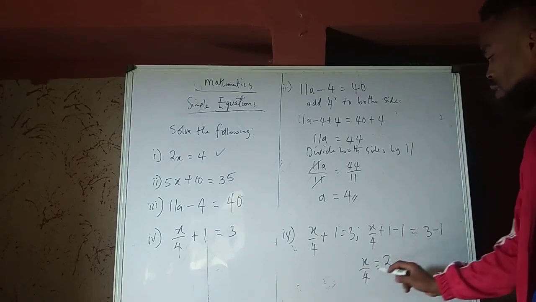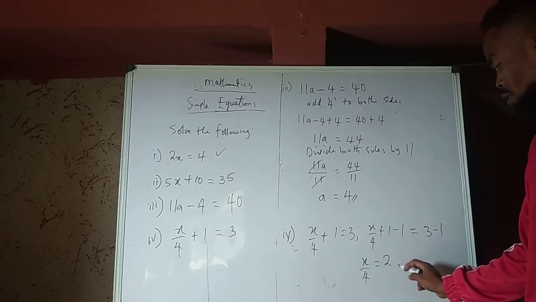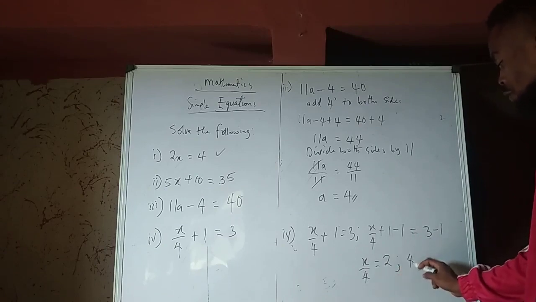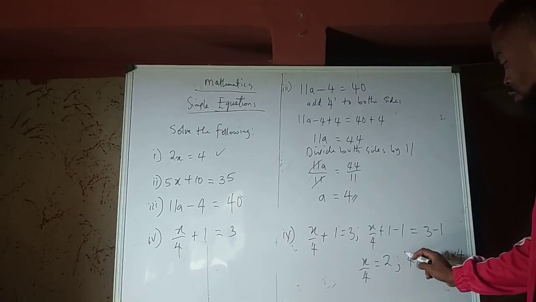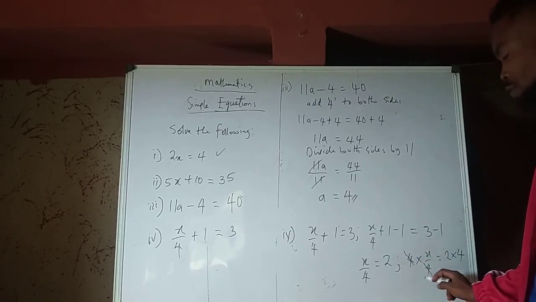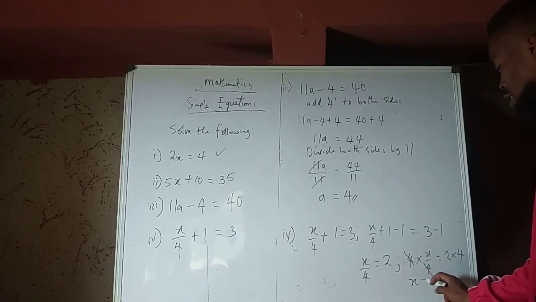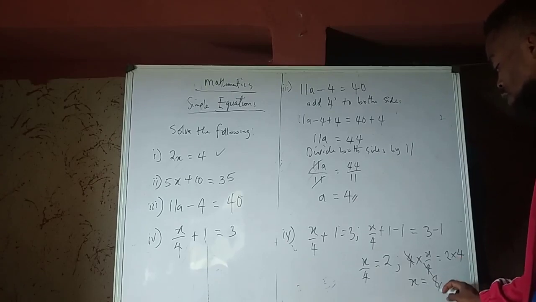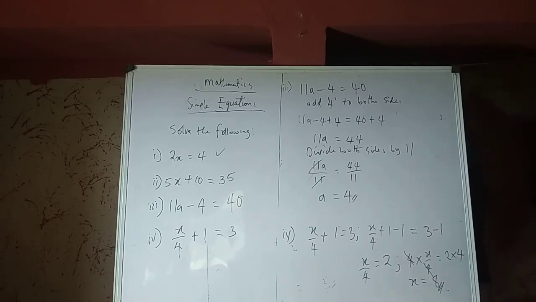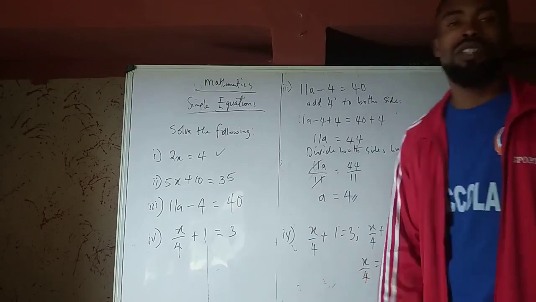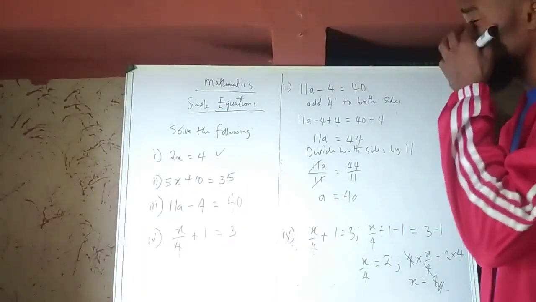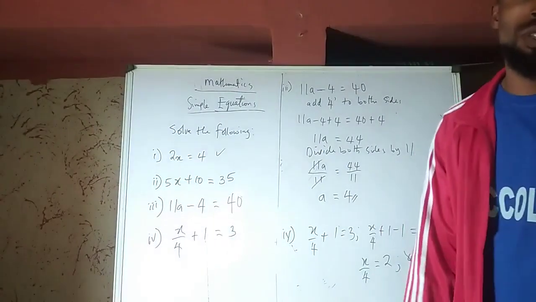So what do we now do? We multiply both sides by 4. So this is going to be 4 times x over 4 equals 2 times 4. So 4 cancels 4. We'll be left with x equals 2 times 4, which is 8. So that's what we have as x, the answer. So this is simple. It lays a foundation for many of the problems that you would want to solve on simple equations. Thank you.